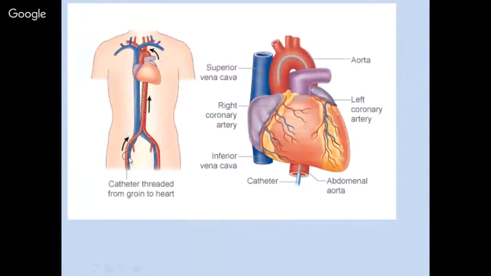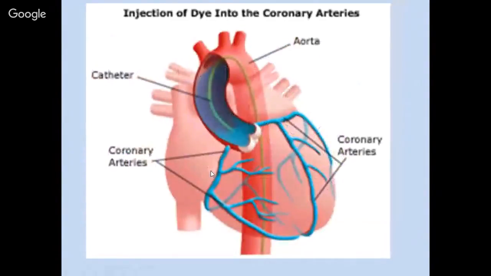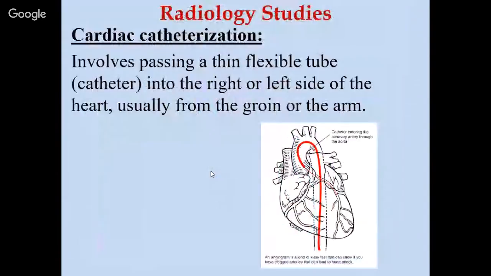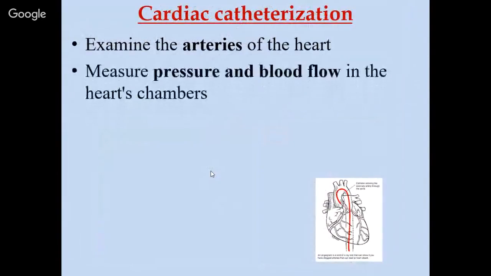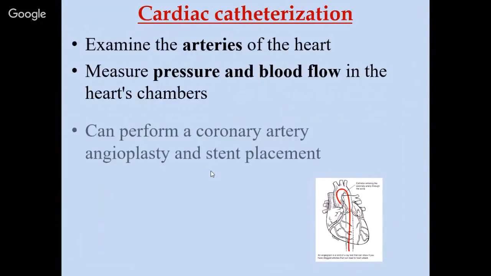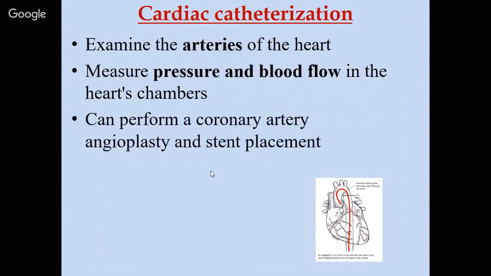So this is where the catheter is threaded up, usually through the femur. Dye goes in so they can see. Examine the arteries, measure pressure and blood flow. So they look at the blood flow and pressures on the right side versus the left side. And they can do angioplasties, which they repair the vessels or put in a stent.